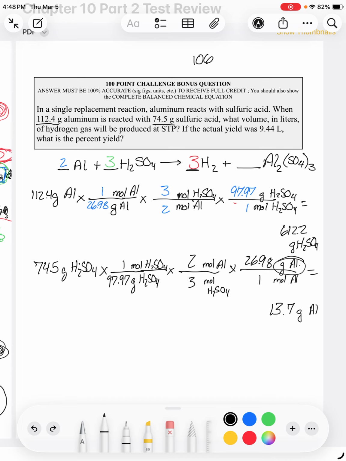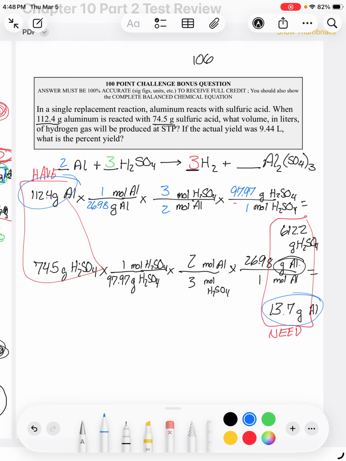Okay, so what does this column over here represent? That column represents how much we need, right? This column represents how much we have. So which one's our limiting reactant? Well, we need 13 grams, or about 14 grams of aluminum, but we actually have 112. So that's an excess. That's our excess reactant.